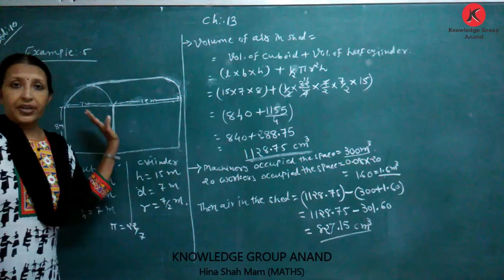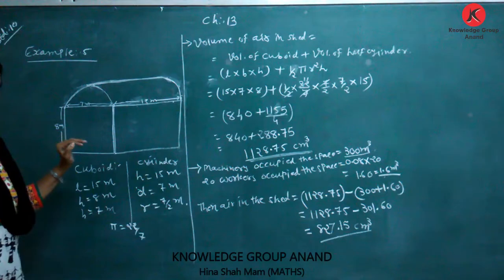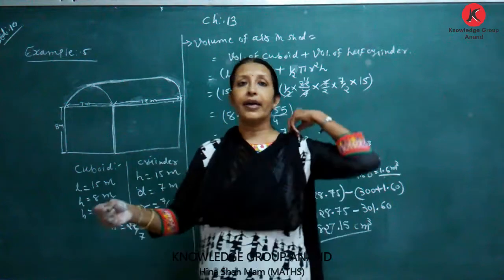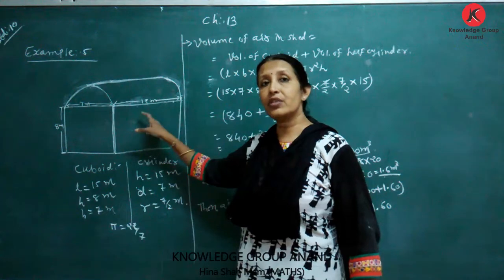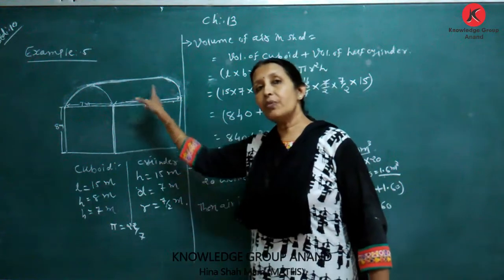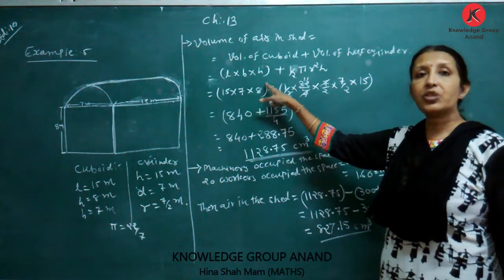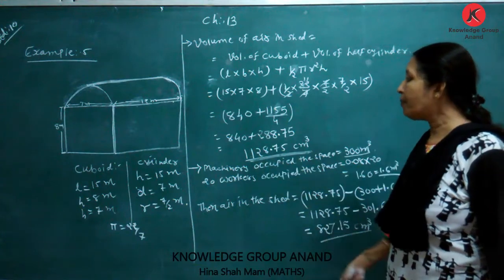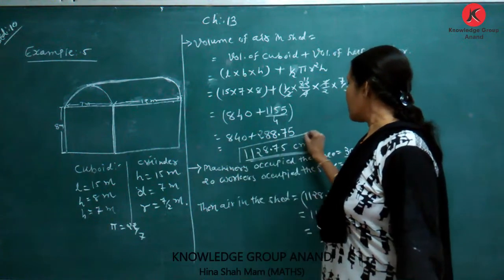Again, in the industry, find how much air, the volume of air. The industrial shape is combined with cuboid and half cylinder. Then the volume of air in this shape is equal to volume of cuboid plus volume of half cylinder. Using the formulas L into B into H and 1/2 pi r square H, we find 1128.75 centimeter cube.